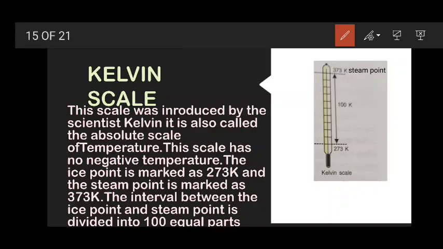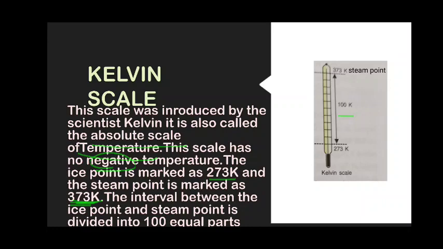Now the next is Kelvin scale. Kelvin scale was introduced by the scientist Kelvin. It is also called the absolute scale of temperature. This scale has no negative temperature. The ice point is marked as 273 Kelvin and the steam point is marked as 373 Kelvin. The interval between the ice point and the steam point is divided into 100 equal parts, and each division of the Kelvin scale is equal to that of the Celsius scale.